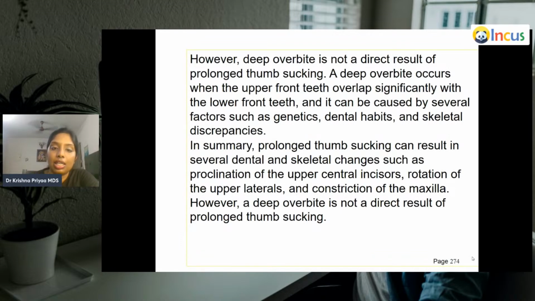A deep overbite occurs when the upper front teeth overlap significantly with the lower front teeth, thereby causing the deep bite. Like the upper front teeth are so much in advance that they completely close the bite, though not in contact with the lower incisors. In such cases deep bite may occur, but usually it is not directly associated with thumb sucking. It also involves a skeletal factor.